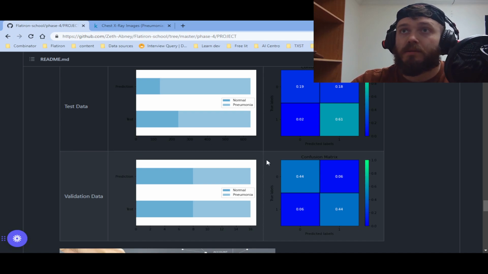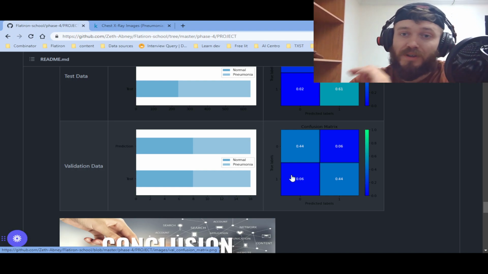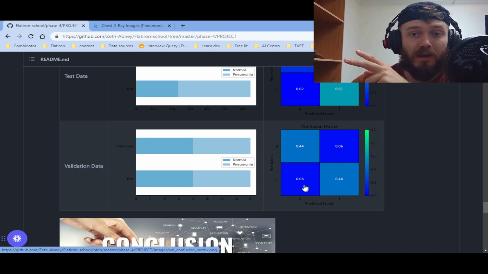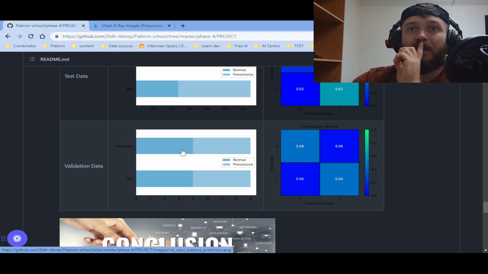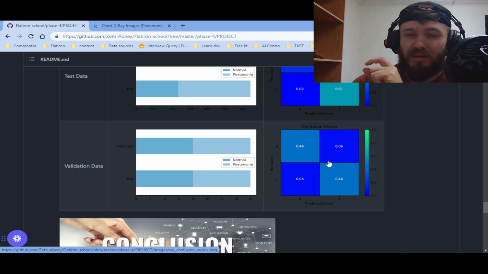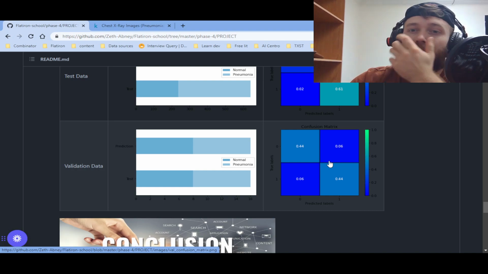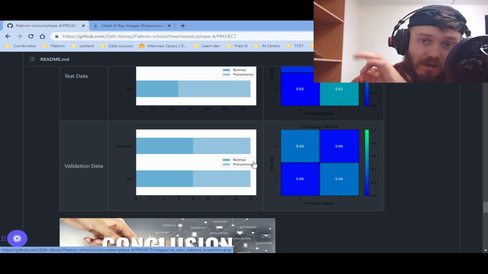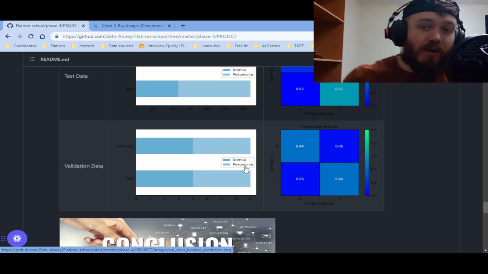And these are the same visualizations for the validation data. Now remember, there are only 16 observations in the validation data: 8 pneumonia cases and 8 normal cases. So the fact that it got this perfectly is a little suspicious to me. I would have liked a slightly larger validation data set, but this validation data was not predicted on until the very end of the project.